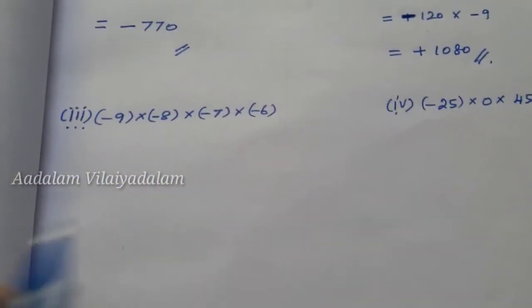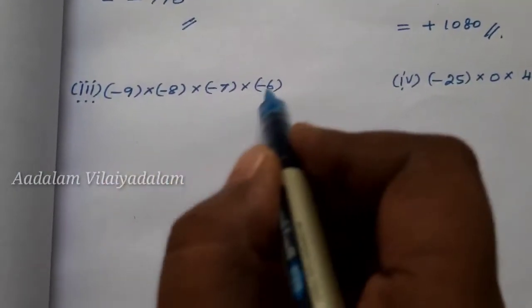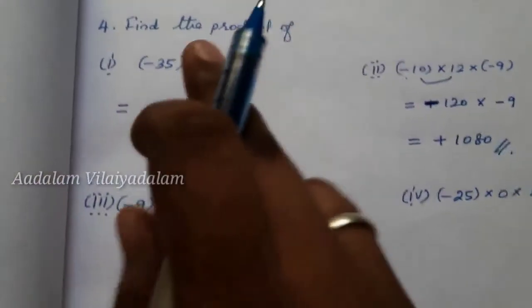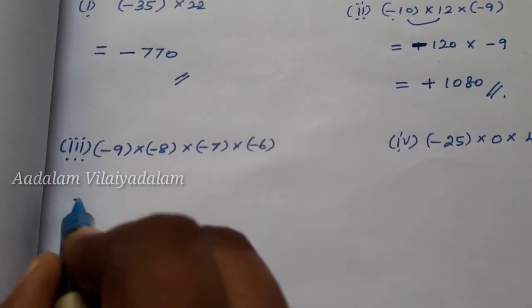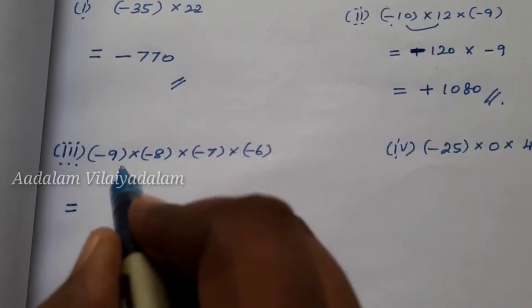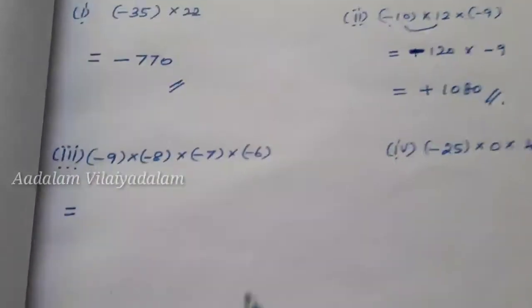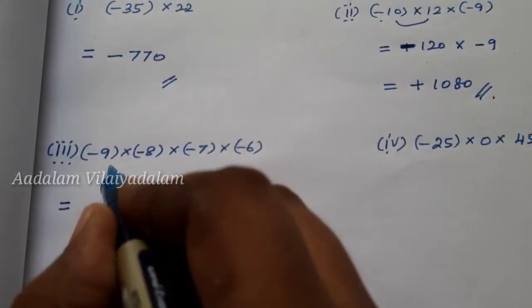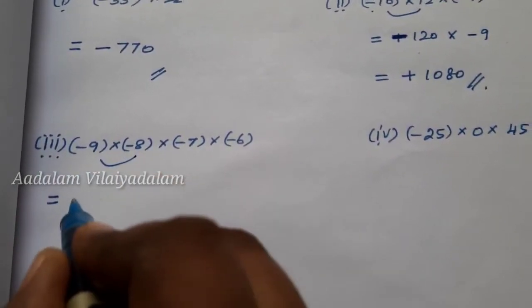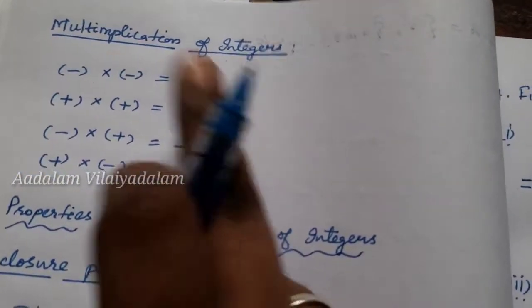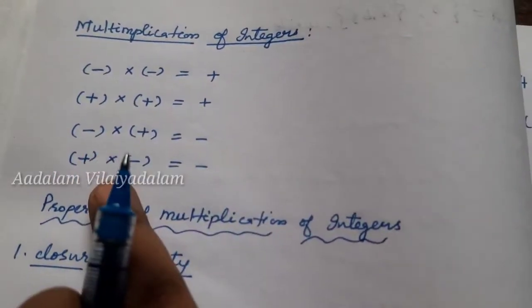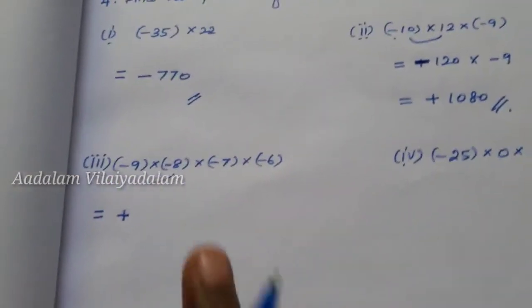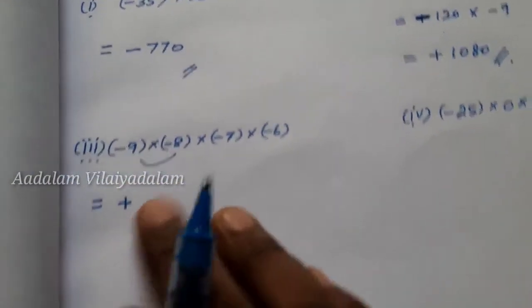Let's go to the third subdivision. Here you see there are 4 integers given to multiply. To find the product, first we need to multiply the signs. First choose the 2 integers, then again multiply with the other 2 integers. Minus into minus is plus. So remember the rule: minus into minus plus, plus into plus plus, minus into plus minus, or plus into minus minus.